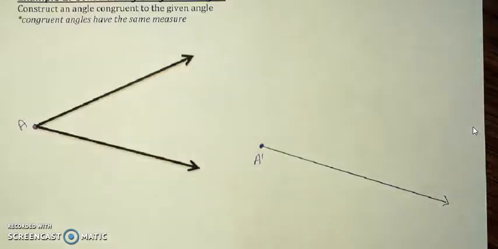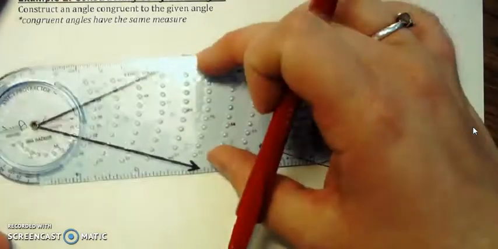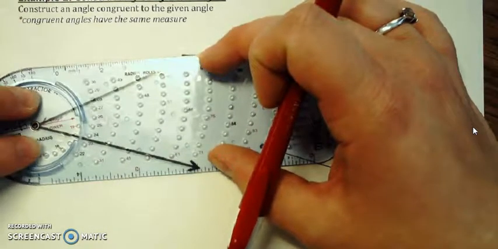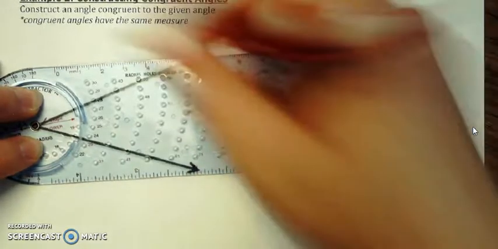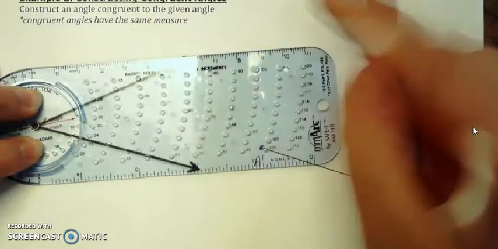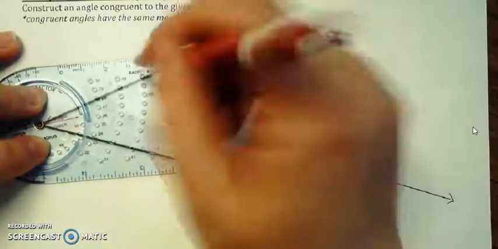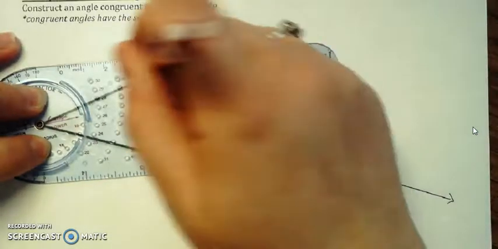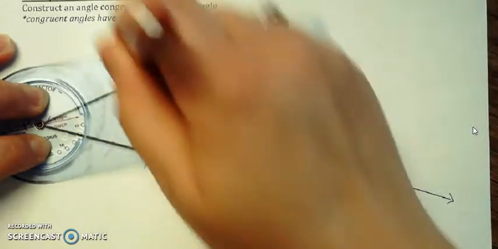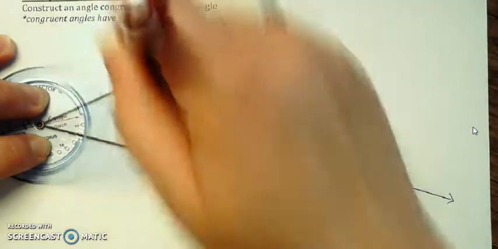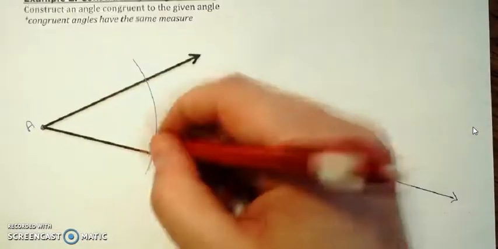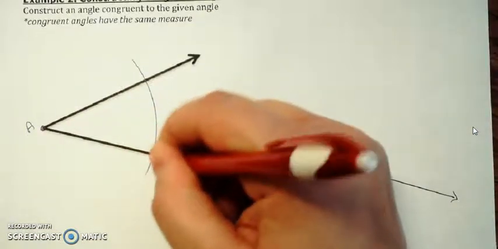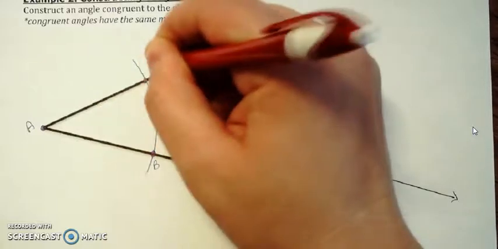So I just drew a ray. Now I'm going to go back to my original. You're going to put the gold part on the vertex of the angle, which is point A, and you can pick any number you want on here, and we're going to make an arc. The only requirement is we want to touch both sides of the angle. I'm going to pick, if you guys can see, the number 50. And I'm just going to make this so it crosses both sides. And I'm going to label those intersections B and C just as a reference.